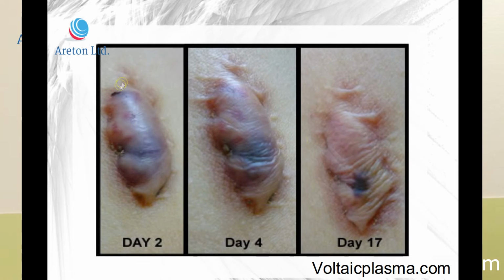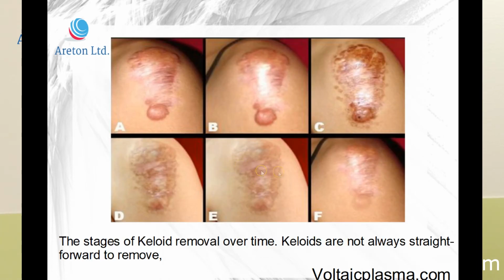This is what you would actually want to see after a cortisone injection treatment. You want to see the keloids shrink in this fashion, as if they have been eaten from inside and slowly disappear. And again, this is another example of keloidal removal over time.